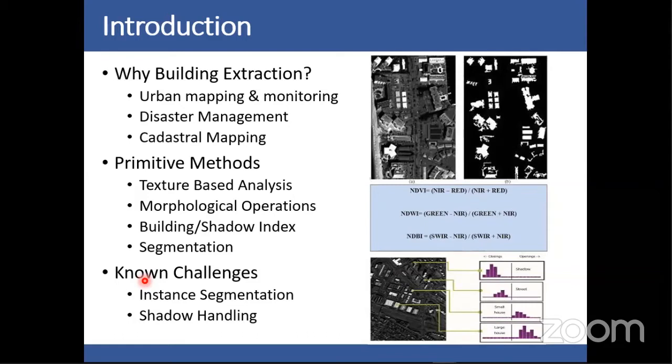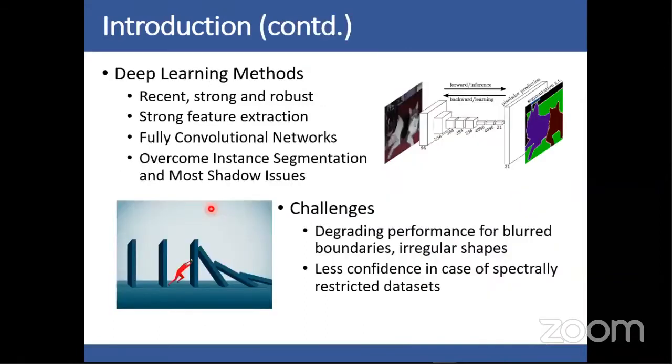And shadow handling, the prominent problem in shadow handling is not misclassifying an area which is under shadow as a building. Now, recently, a lot of remote sensing applications have been addressed by deep learning methods, since they are very strong and robust, and they have very good representational learning techniques. Fully convolutional networks, to be specific, have shown amazing results when it comes to building extraction, and they have overcome most of the instance segmentation and shadow issues.